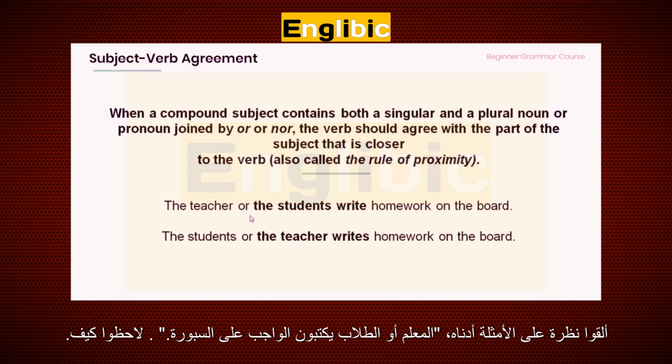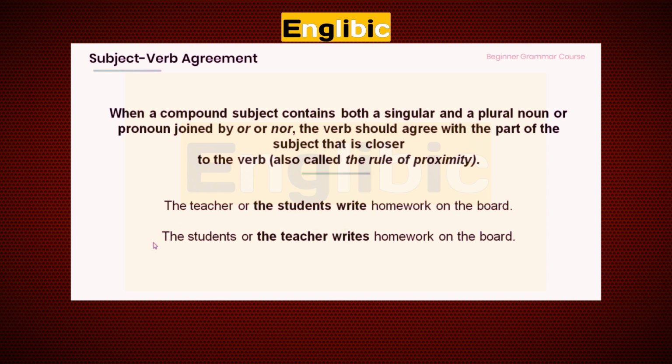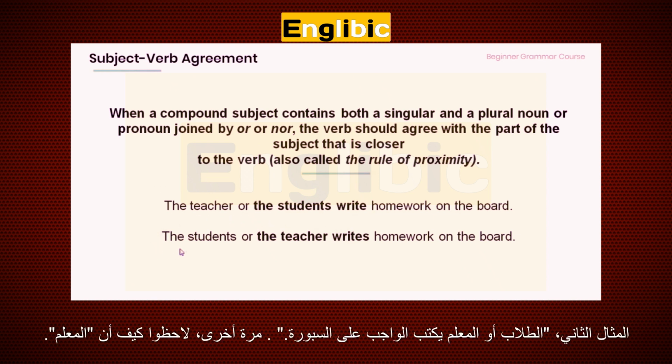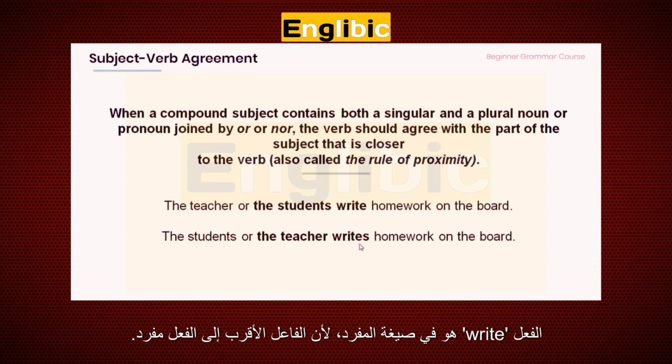The teacher or the students write homework on the board. Note how the teacher is singular, but the students is plural. And so the verb write needs to be in its plural form. Second example, the students or the teacher writes homework on the board. Again, note how the teacher is in its singular form and students is in a plural form. The verb writes is in its singular form because the subject that is closer to the verb is singular.